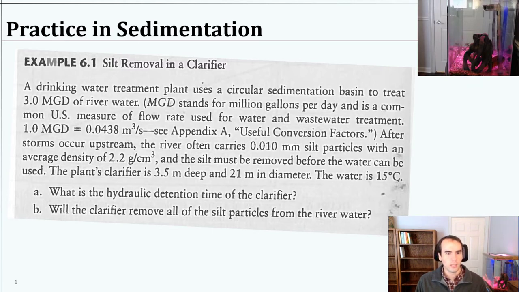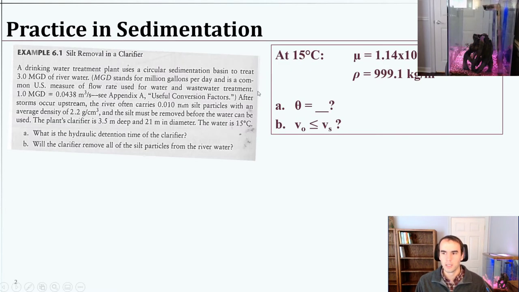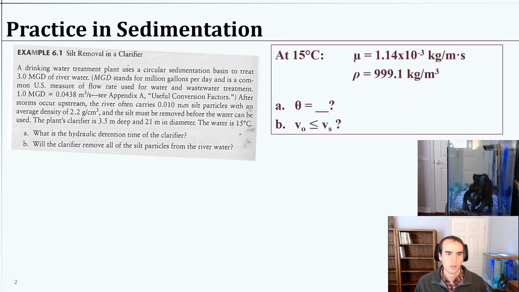So same question, and essentially what I'm doing is I've got it repeated here a little smaller, and then we've got a few parameters there to take a look at. So we have a couple things from our textbook lookup table at 15 degrees Celsius. We know our dynamic viscosity of water is 1.14 times 10 to the minus third kilograms per meter per second. The density of water is 999.1 kilograms per cubic meter.